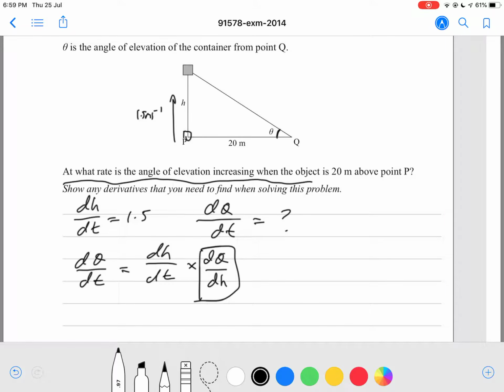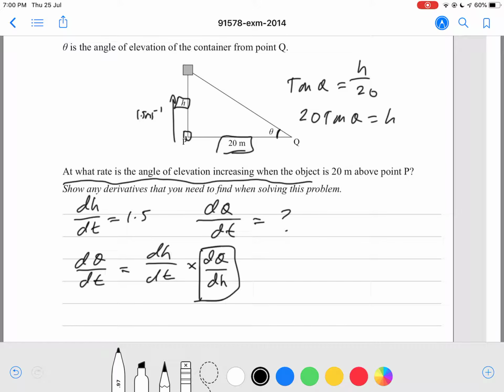As you can see, we have our theta here, and the 20 meters that never changes. So basically we have 20 meters here, and we have h here. So opposite and adjacent, that's the tan rule. So we can say tan theta equals O over A, which is h over 20. Therefore, tan theta multiplied by 20, so 20 tan theta equals h.